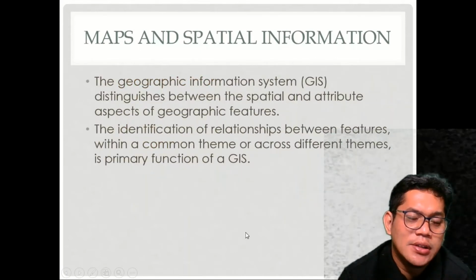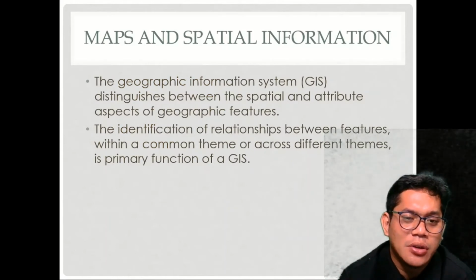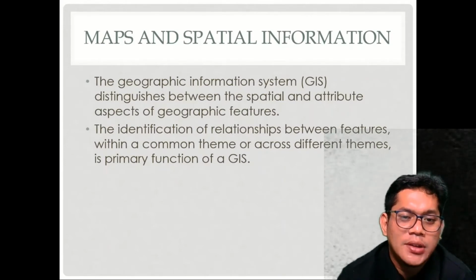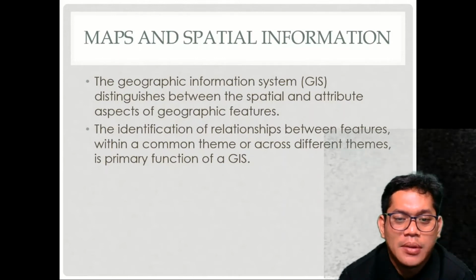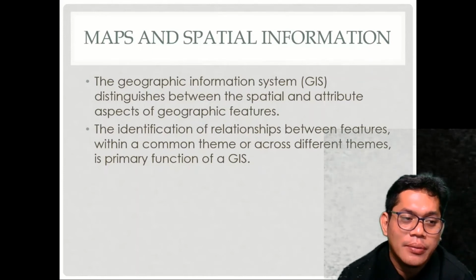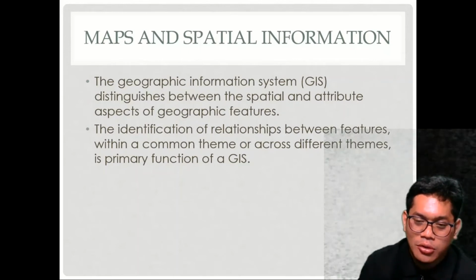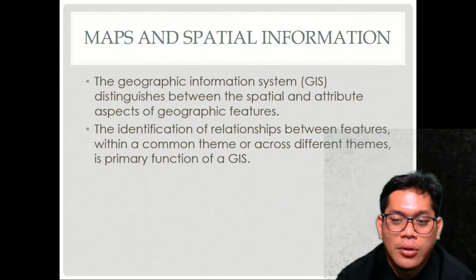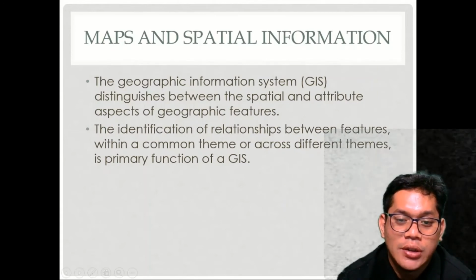So the GIS basically distinguishes between the spatial and attribute aspects of geographic features, and the identification of relationships between features, which is a common theme within a common team or across different teams, is a primary function of a GIS, where we can tell you the information. Okay, if those data are combined together, they might show you different interpretations of the existence of the features on the Earth's surface.